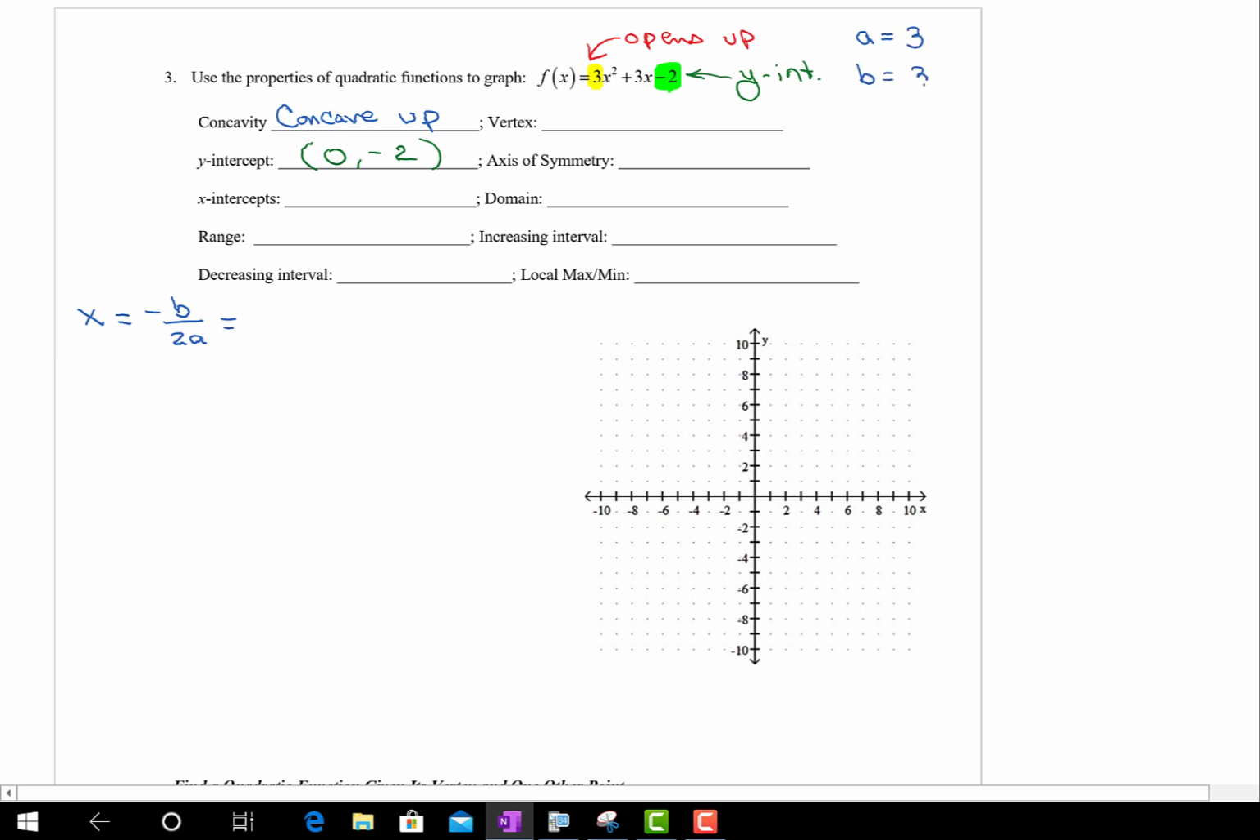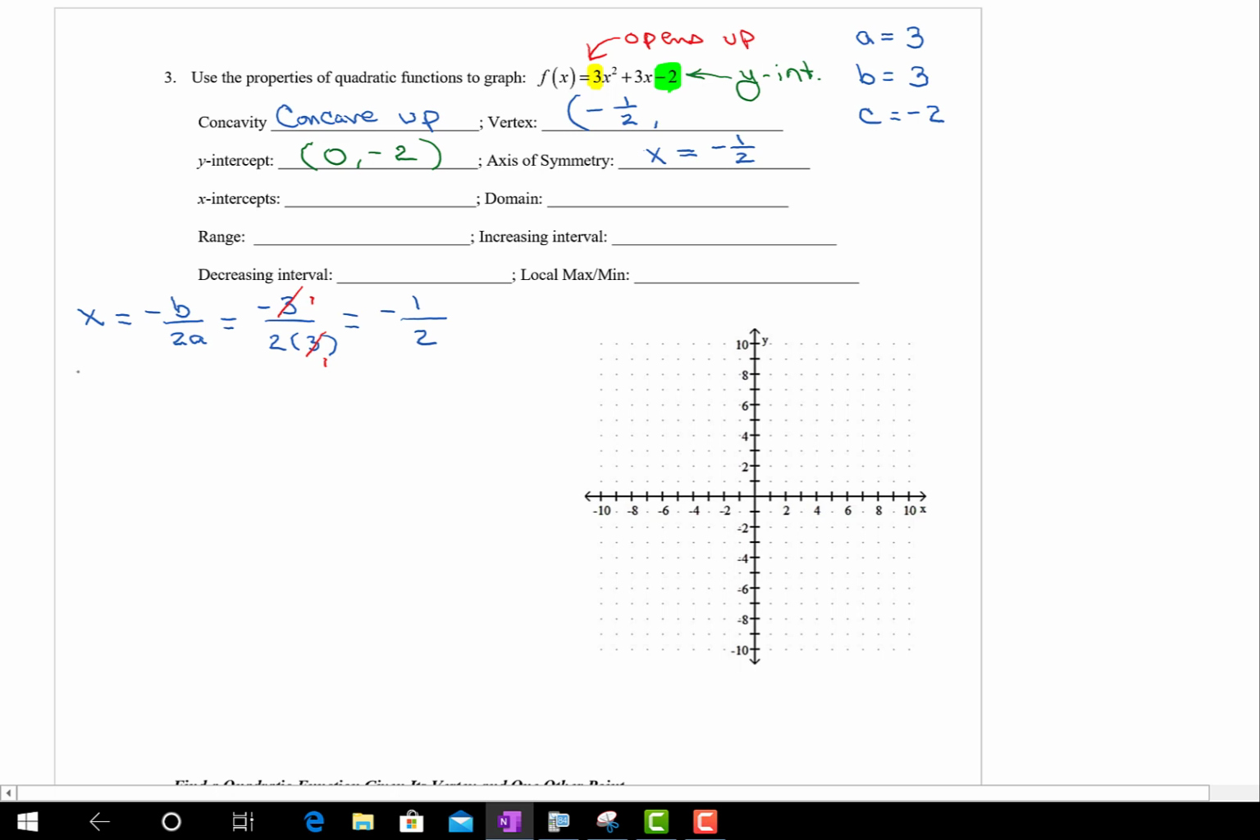So we're going to go ahead and plug this in. a is equal to 3, b is equal to 3, and c is equal to negative 2. So in this case, it's going to be negative 3 over 2 times 3. The 3's can cancel out, and we'll be left with negative 1/2. This is going to represent two things. It's going to represent our axis of symmetry and the x-coordinate of our vertex.